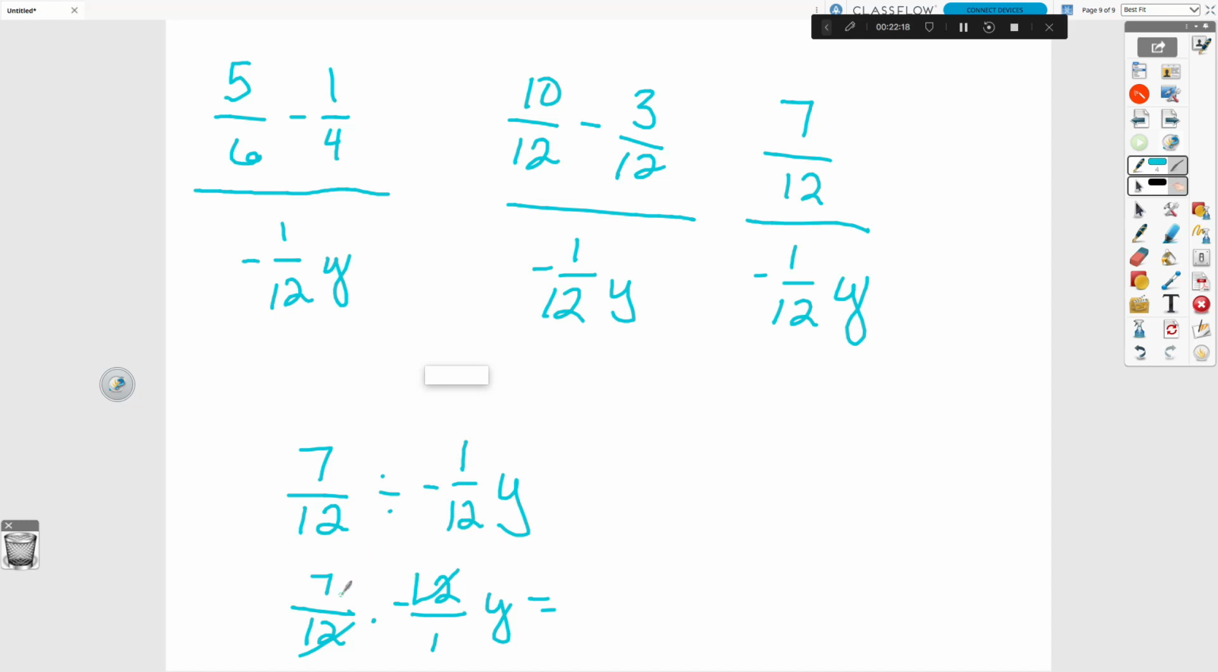So 7 times a negative 1 is negative 7y. We have this 7 over here we're multiplying times that 1y. And my bottom would be 1. So my answer would just be negative 7y.